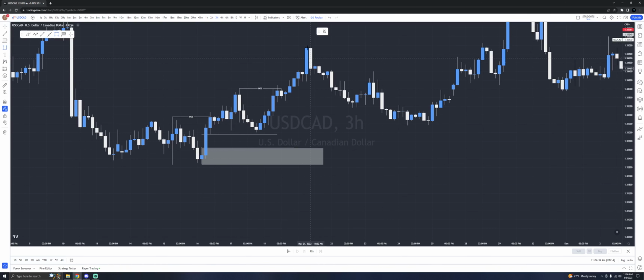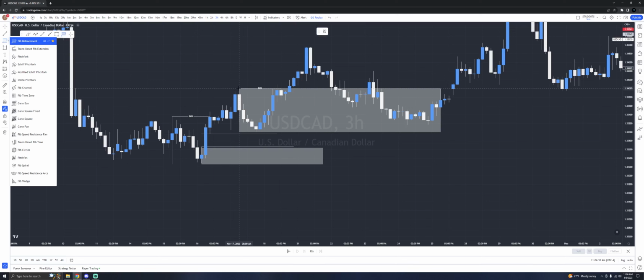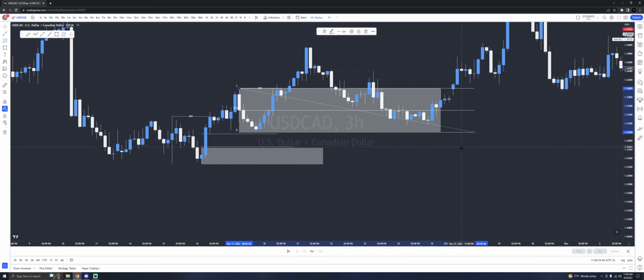Okay. And now, where did this high come from? That high came from this down push before the up move. So you can draw a demand zone this big, just like that. And now you can refine this S&D zone using a fib, which is a fib retracement, and you can use the 50. Okay, perfect.